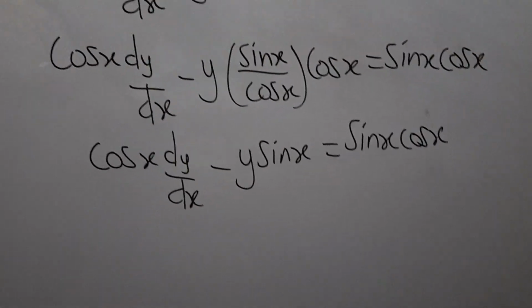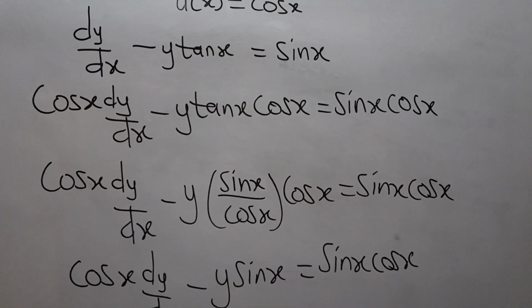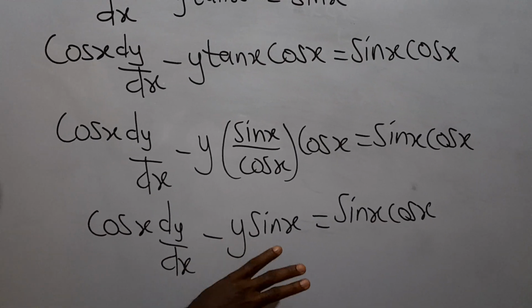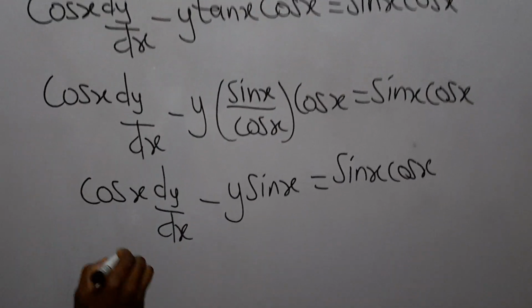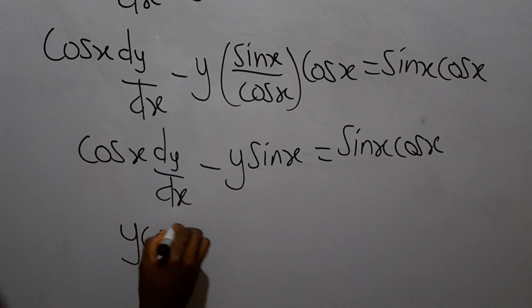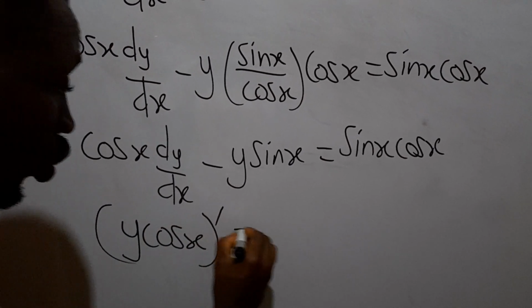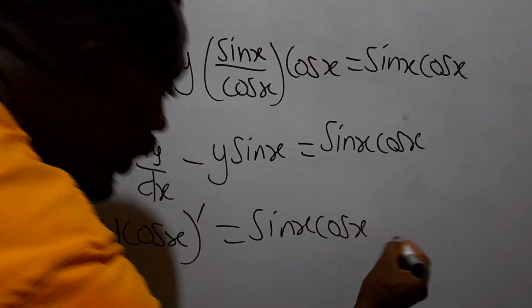Now look at this. We said that after we multiply the integrating factor through the differential equation, the left-hand side of the equation will be nothing but the product differentiation of the integrating factor and the dependent variable. So this will be the differential of y cos x, and it should be equal to sin x cos x. Why is this so?